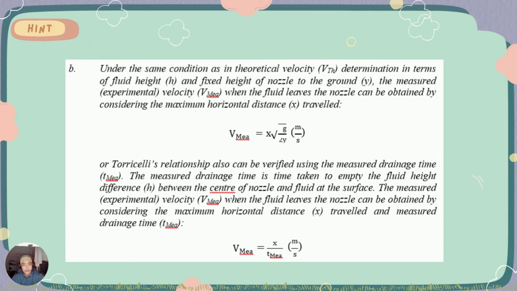The Torricelli relationship can also be verified using the measured drain time. The measured drain time is the time taken to empty the fluid head difference between the center of the nozzle and the fluid at the surface. The measured or experimental velocity when the fluid leaves the nozzle can be obtained by considering the maximum horizontal distance traveled and the measured drain time, which is experimental velocity equals x over drain time, in m/s.